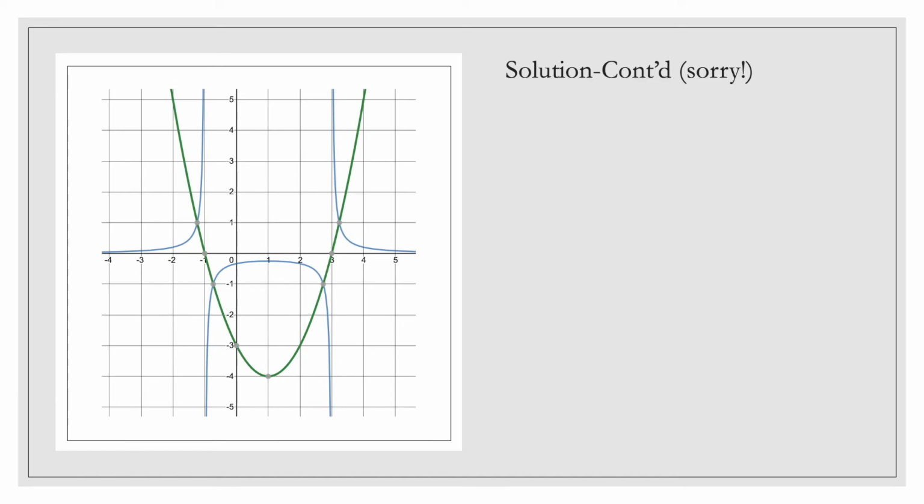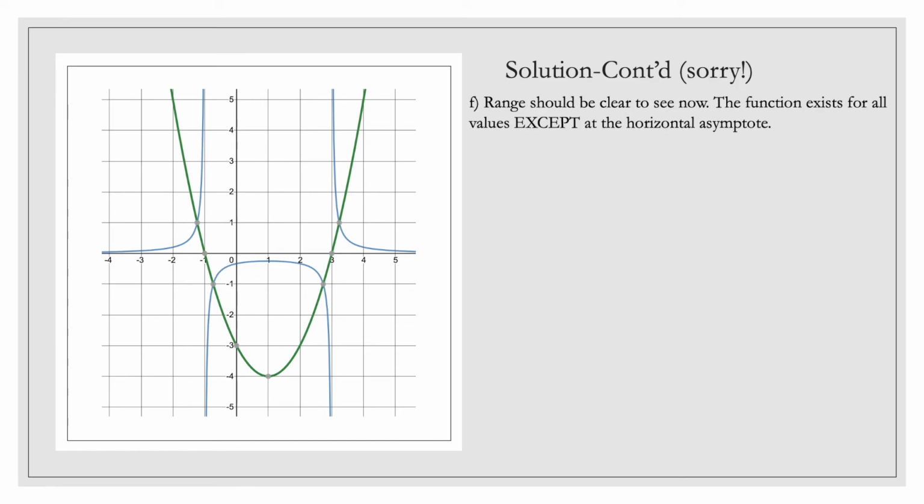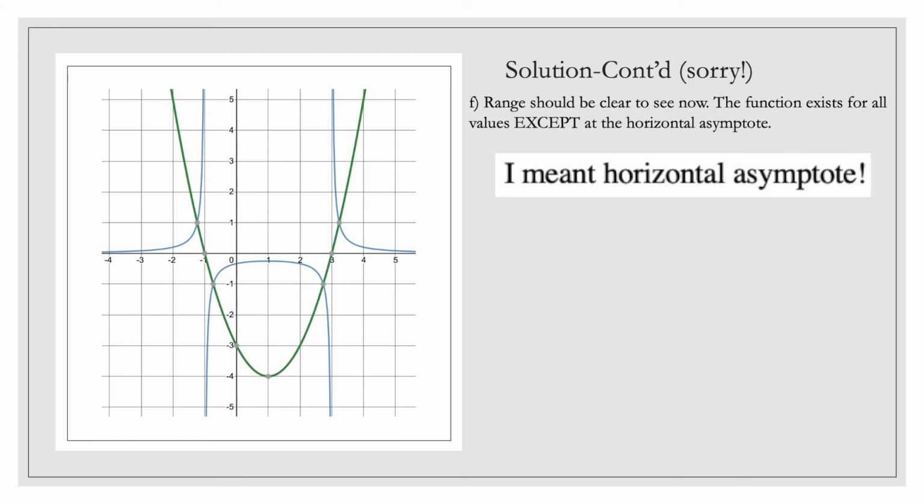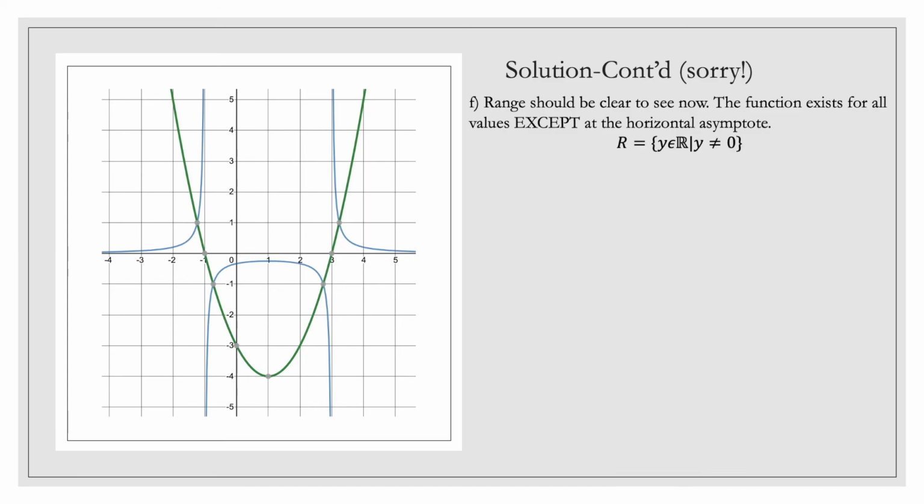So for the next part, we are looking at the range. So I'm hoping that the range is pretty easy to find. We essentially notice that the function exists for all values except at the vertical asymptote. So that means that our range is y is an element of real numbers, but y cannot equal 0.